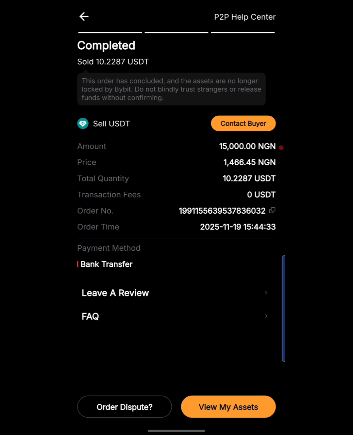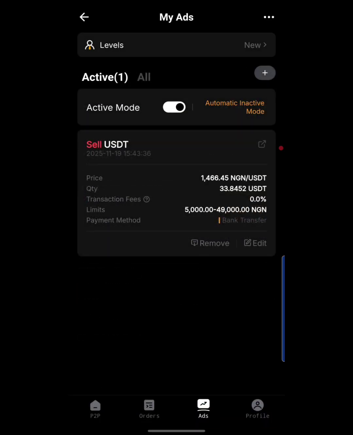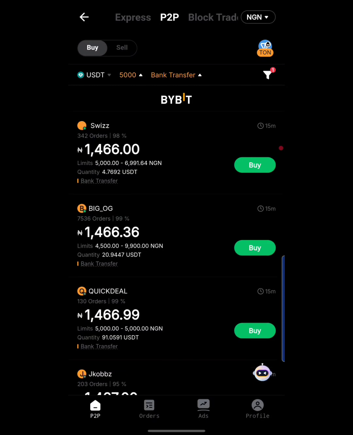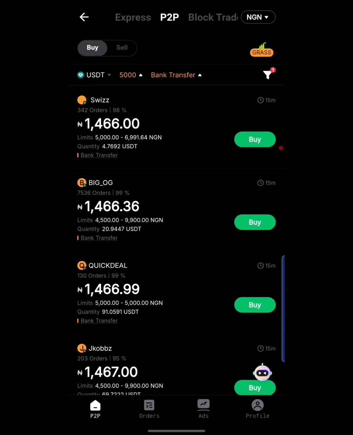Okay, so that is basically how you can set up your ads, and people will come start buying from you immediately. Okay, so the reason why that guy purchased from me was because my ad is much cheaper than this guy's right here. Okay, so that is basically how it is. So as you can see right now, this guy has set up his ad to be much lower, to be 1,466.00, just so he can sell much faster.